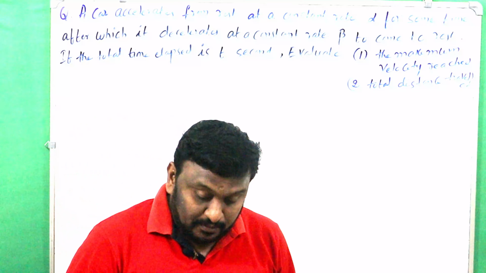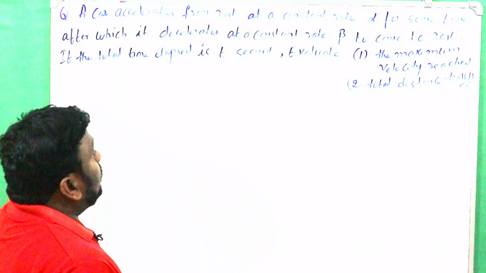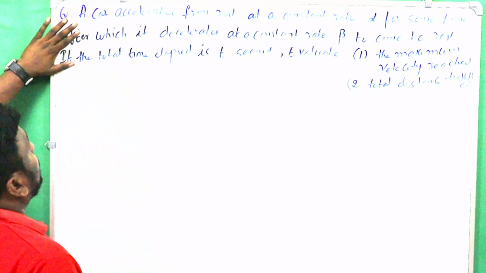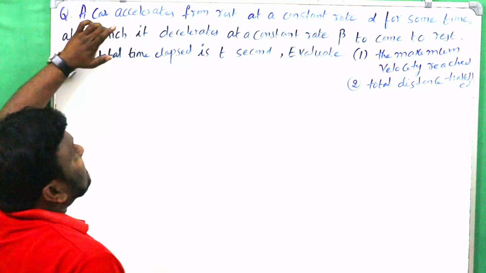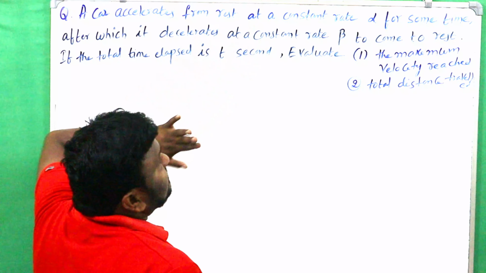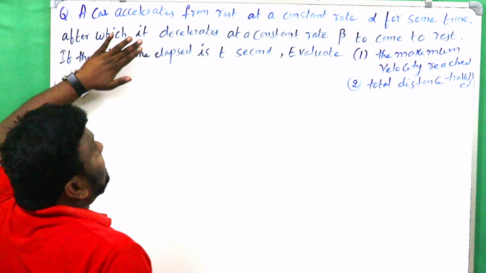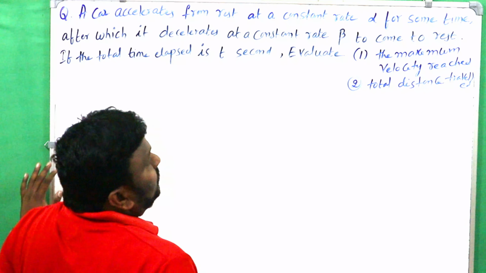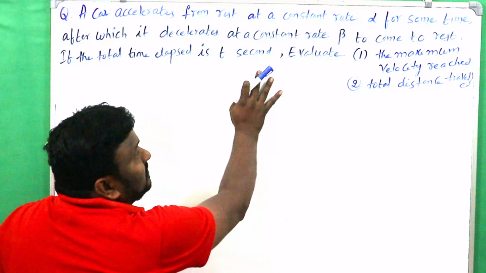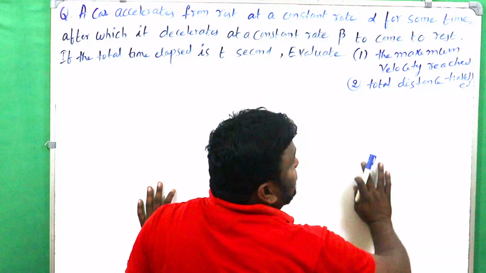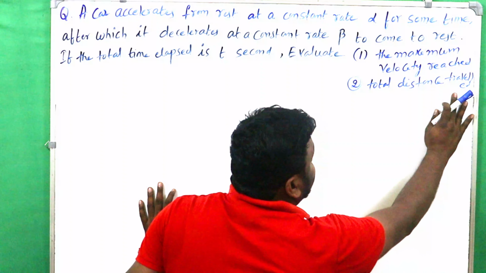This is another type of problem. Look here, the question should be like this. A car accelerates from rest at a constant rate alpha for some time, after which it decelerates at a constant rate beta to come to rest. If the total time elapsed is t seconds, evaluate the maximum velocity reached and the total distance traveled.